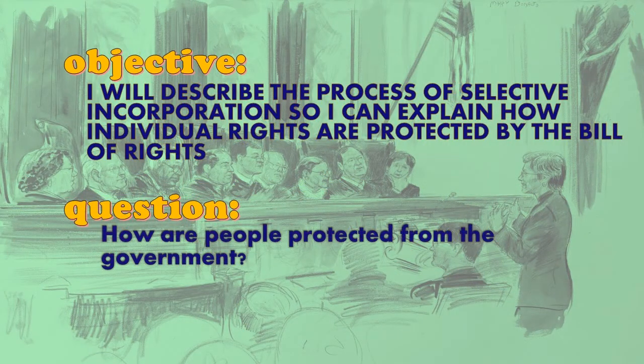So our objective today, we are going to describe the process of selective incorporation. We're going to go through this term and what this means and everything, how it works and why it is important. And after that, we want to be able to explain how individual rights are protected by the Bill of Rights. So most of what we're going to be focusing on for the next couple weeks are going to be dealing with the rights that are spelled out for you in the Bill of Rights and how those rights are protected from government interference.